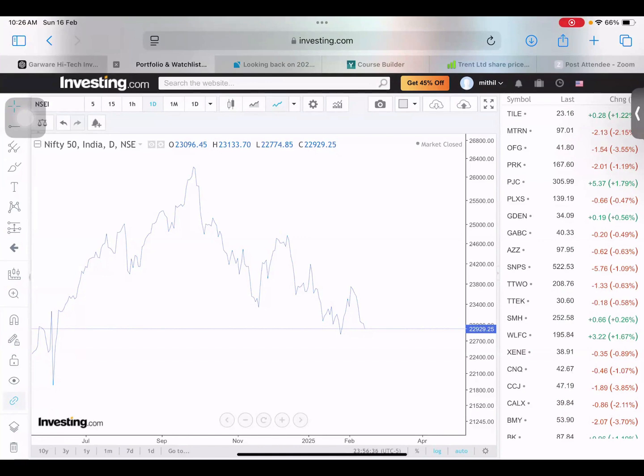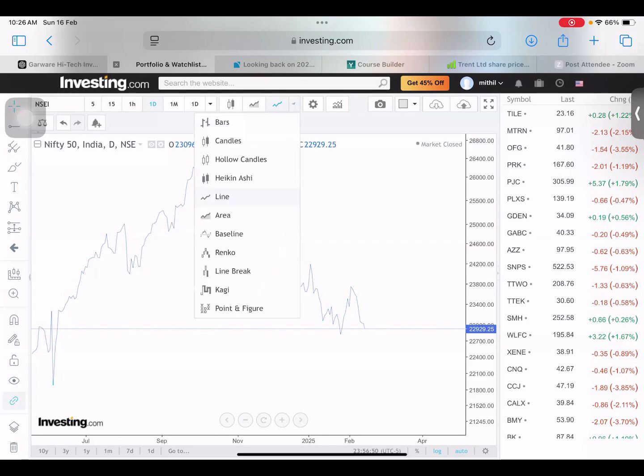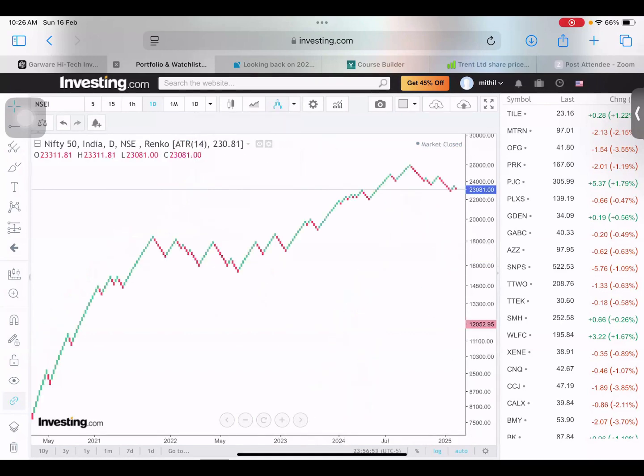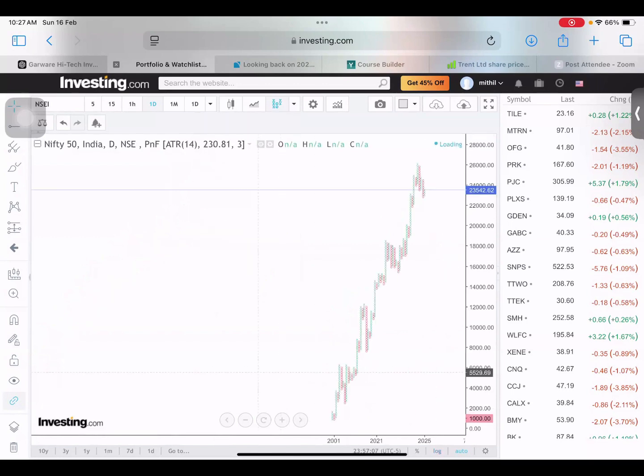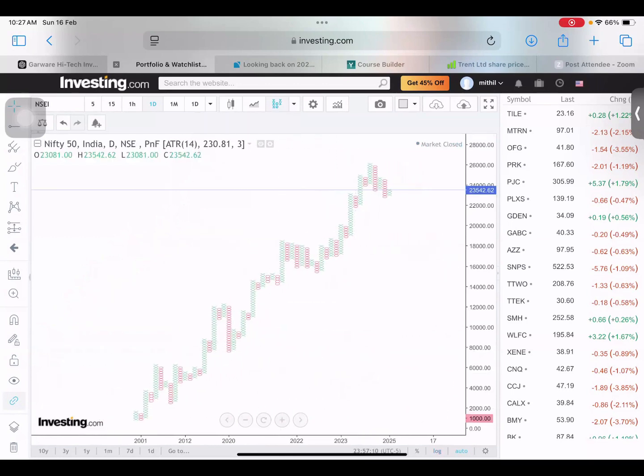And one more point is that yes, line charts are boring. Line charts are close-only charts, but among close-only charts, line charts are not the only charts. If you want close-only charts, you can also go to something like Renko, and Renko is a beautiful looking chart. Renko is based on closing prices only, but the plotting method is a little different. Then you have point and figure, which also uses the closing prices and gives some definition to the chart so that you can do more analysis as the case may be.